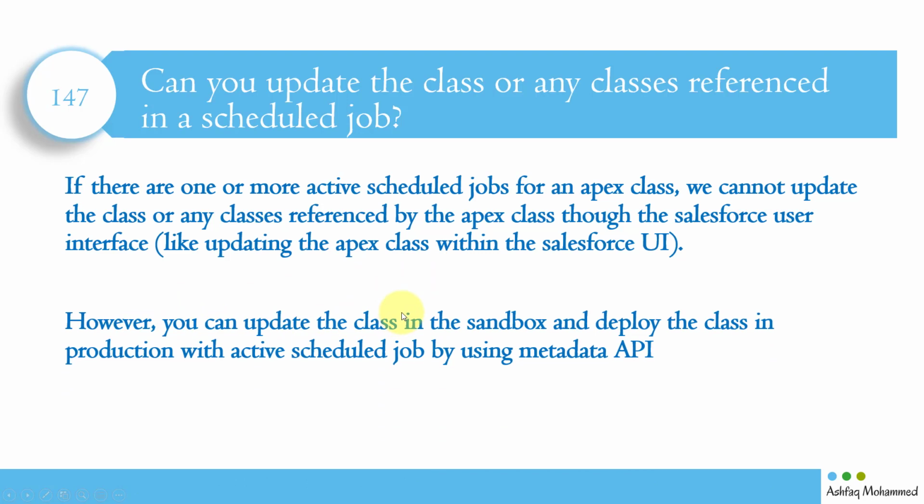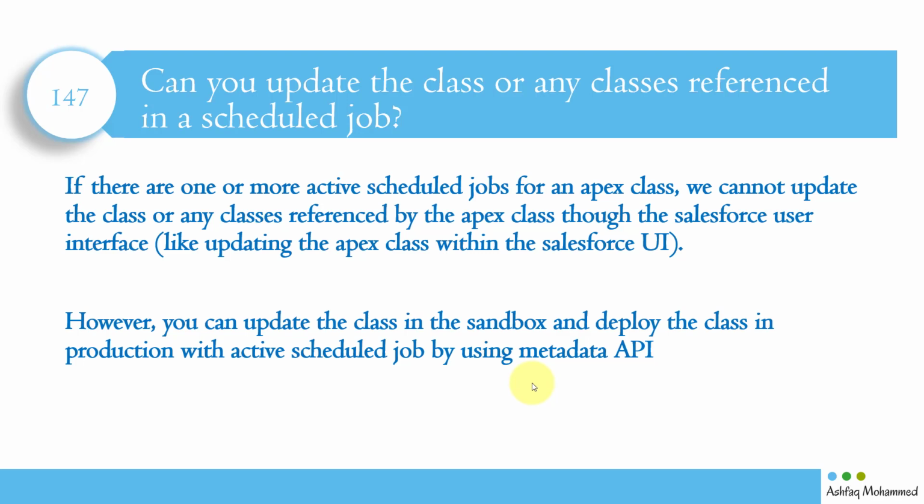However, you can update the class in the sandbox. Go and update the class in a sandbox where the class is not scheduled, and then deploy the class to the production where there are active scheduled jobs by using the Metadata API. Metadata API is any deployment tool, so don't get confused about this, because behind the scenes any deployment tool uses it. So you can deploy the updated version of the scheduled class to production, or to whatever sandbox where you are not able to update it.